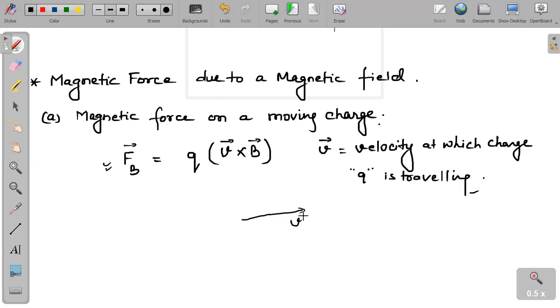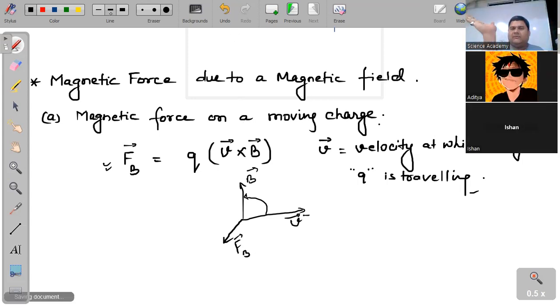Suppose this is the V vector and this is the B vector. So V has to be turned towards B, keeping our palm on B and turning it around B or towards B. In that case, our thumb will be pointing in this direction, and this will be the direction of F. What we are doing is keeping the fingers along the V vector, turning it towards B, and the thumb is pointing towards myself. So this is the direction of force.